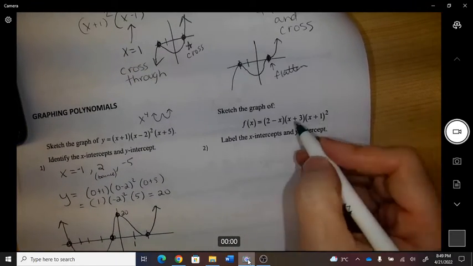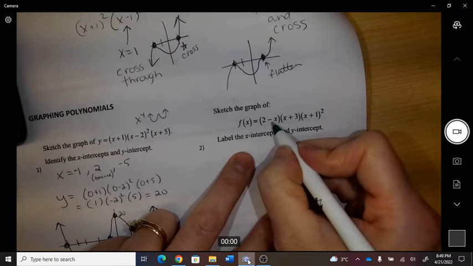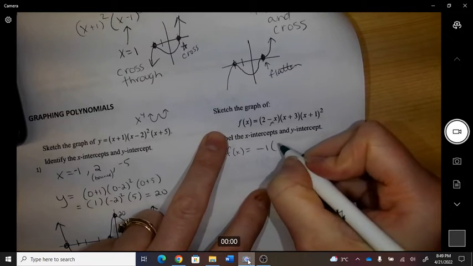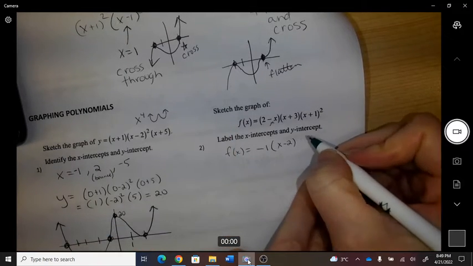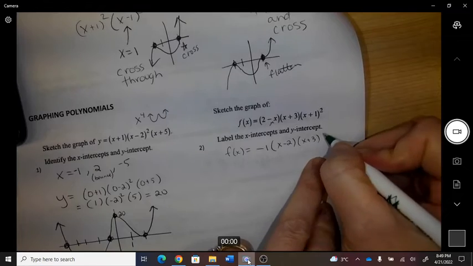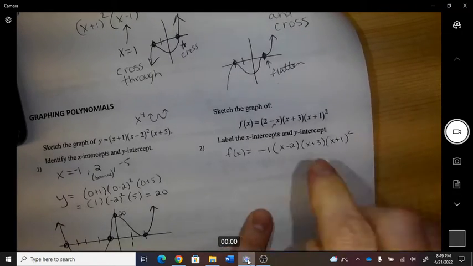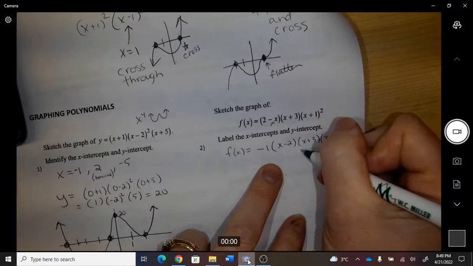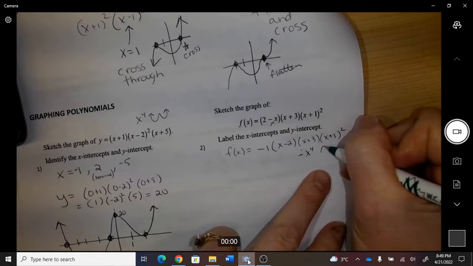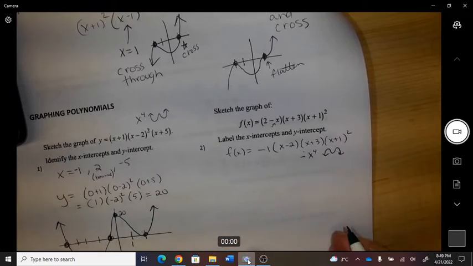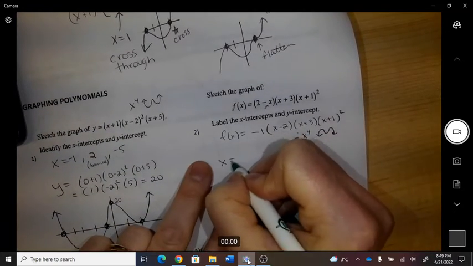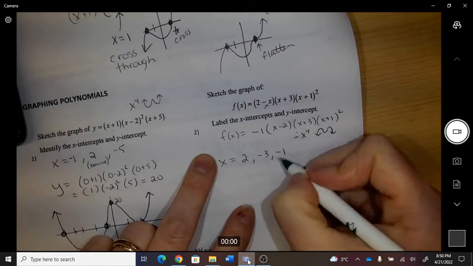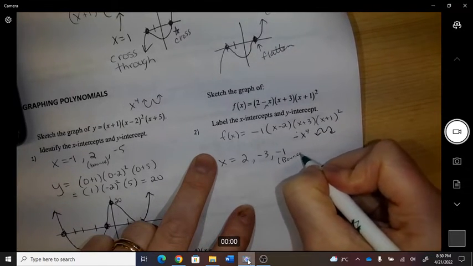Okay, so on this one, I don't like this -x in here, so I'm actually going to factor it out, causing that to turn into x minus 2. So 1, 2, 3, 4, this is a 4th degree, and it's negative. So that's my general idea. The x-intercepts will be at 2, -3, and -1. This would be a bounce.